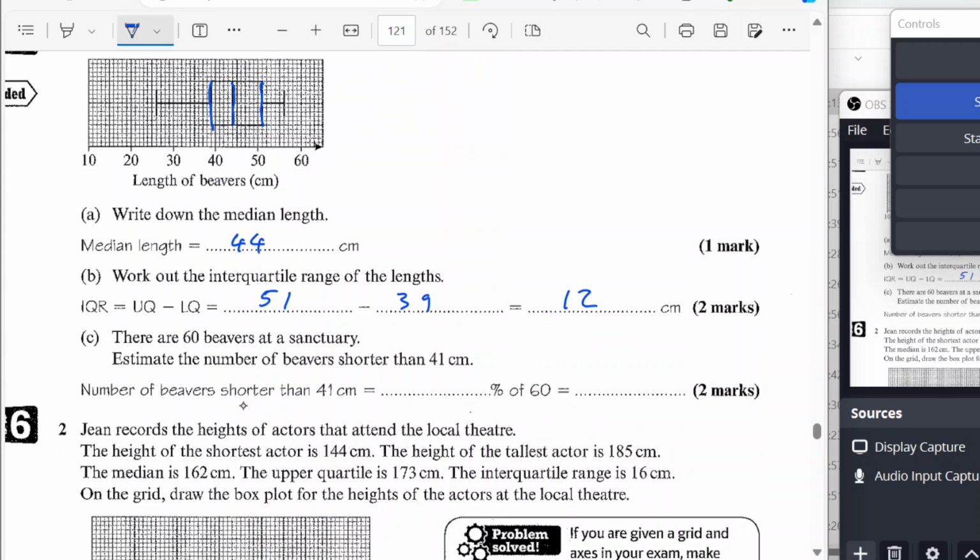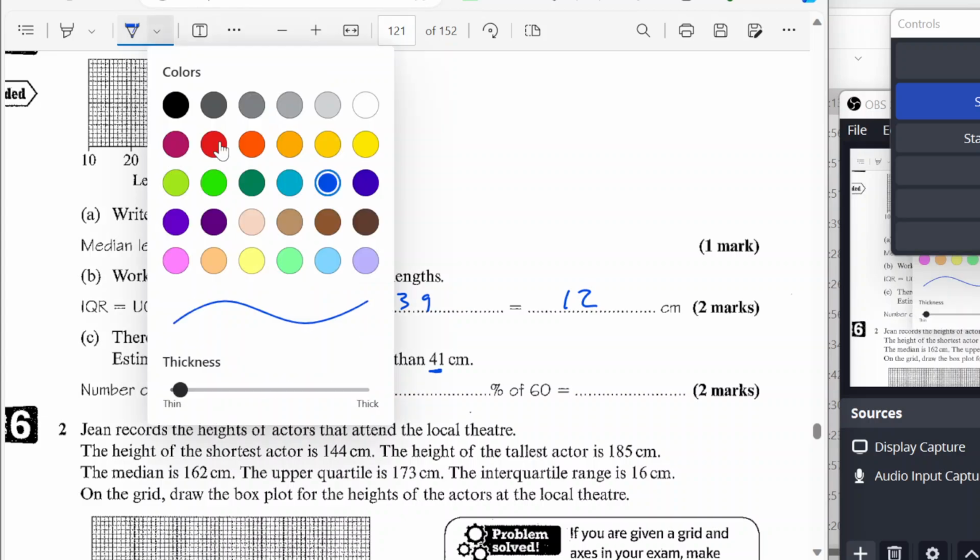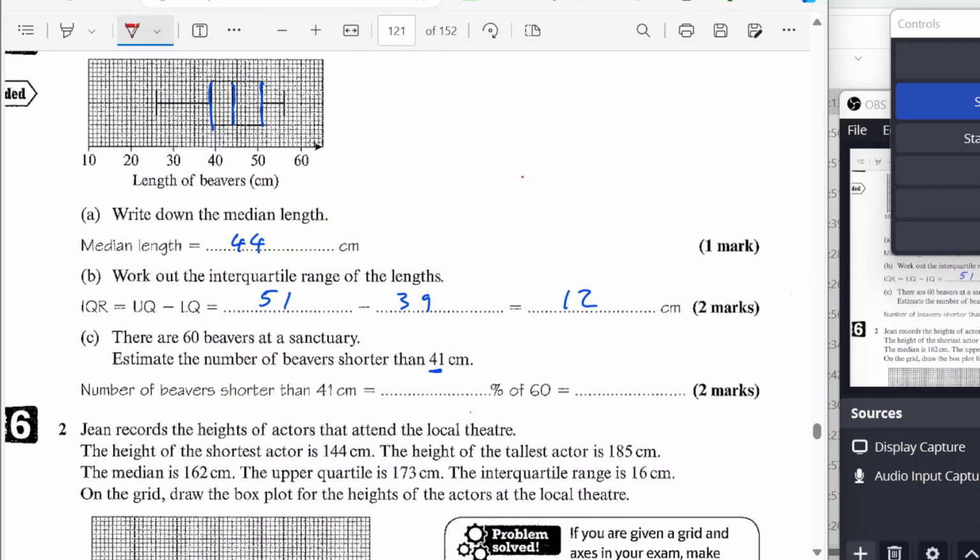For question C, there are 60 beavers in the sanctuary. Estimate the number of beavers shorter than 41. So when I was looking at this, this is quite an awkward question in a sense. Normally it would ask you a value between one of the percentages, but this one isn't. That's 41 there. If you look, the gap here between 39 and 44 is 5 jumps, and we've got 5 squares there. So each square is looking like 5%. So we've actually got an extra 10% on top of the 25. So we'd want 35% of 60, which is going to be 21.